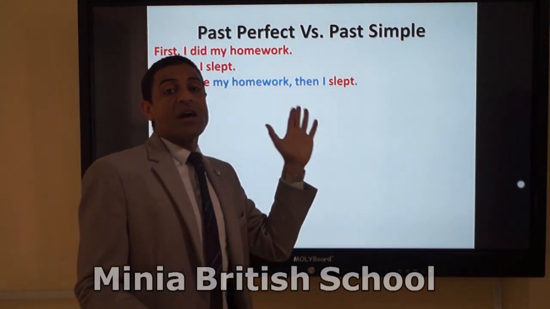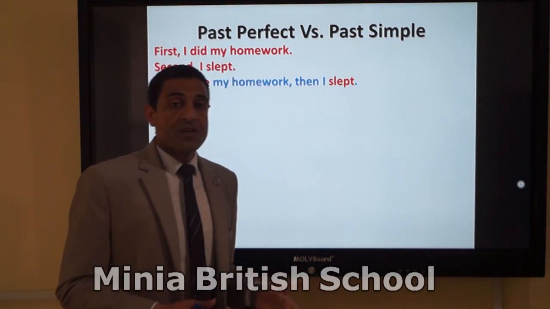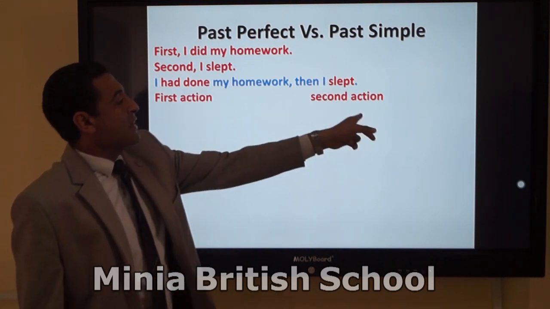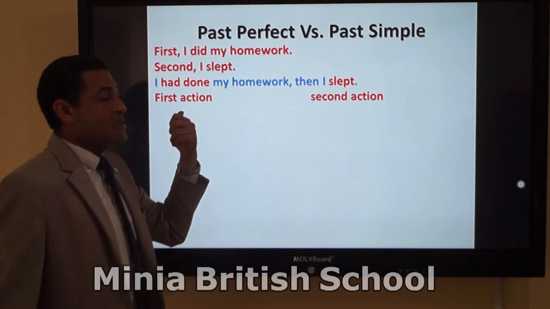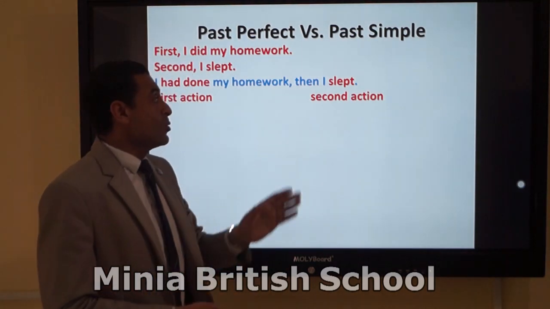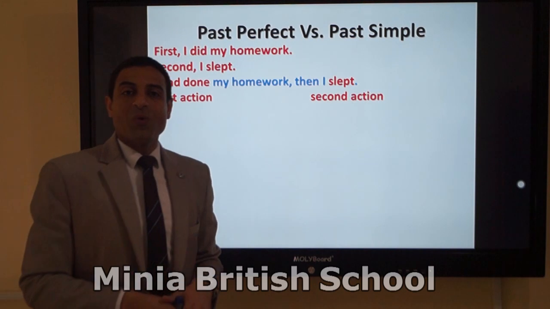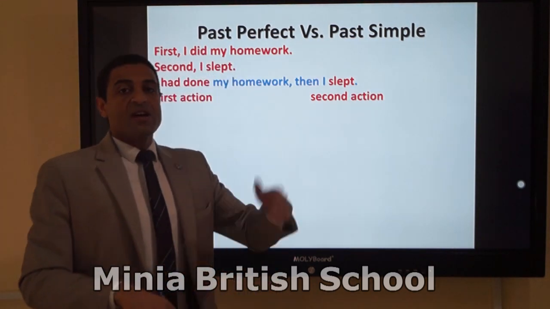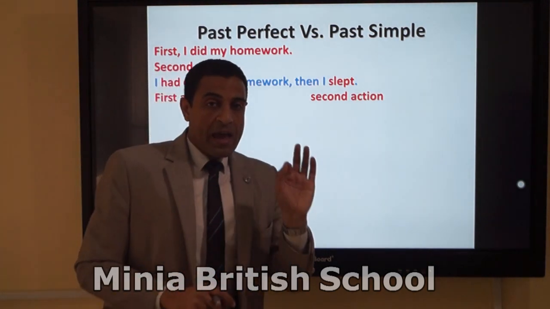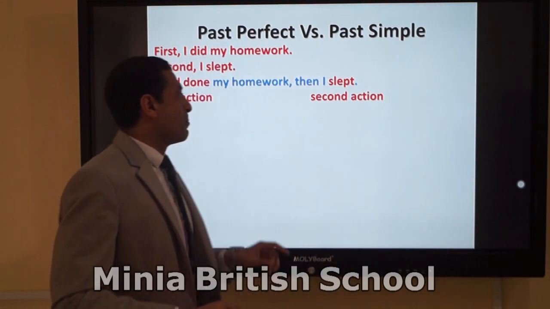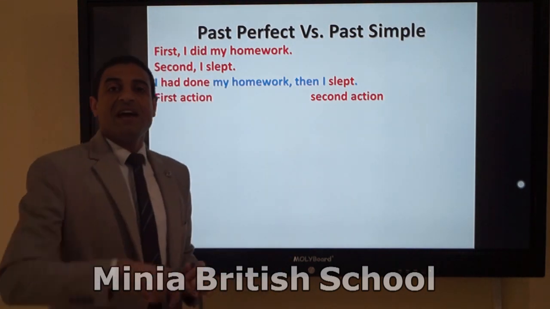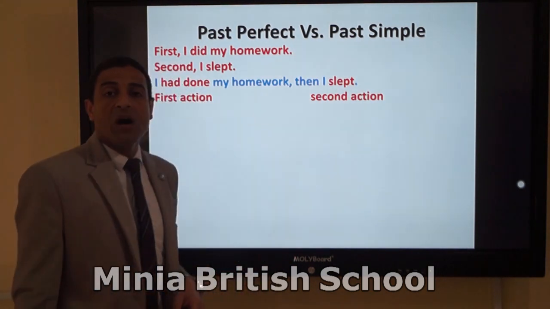Just like this one. I had done my homework, then I slept. So here are the two actions. But the first action, had done, and the second action, slept. So here you can find this one for the first action and use the past perfect tense. And the second action I use the past simple tense. This is the way to use two tenses together in the past. And both express actions happened and finished. But one of them, you can use it to express the first action, which is past perfect. And the second one, which is past simple.